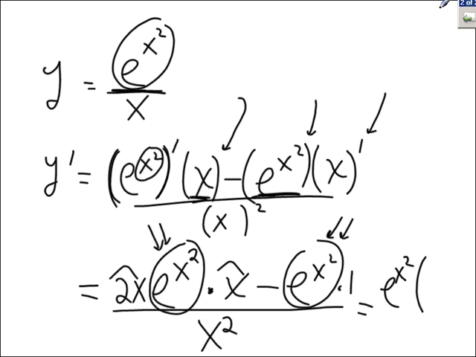2x times x, 2x squared, minus the understood 1. We have to have e to the x squared times 1 in order to get back e to the x squared. And all of this is over x squared. The derivative of e to any power. So whenever you need to take the derivative of e to a power, whether it's in the product rule or in the quotient rule or in the general power rule or a combination of them, the derivative of e to any power is e to that power times the derivative of the power.